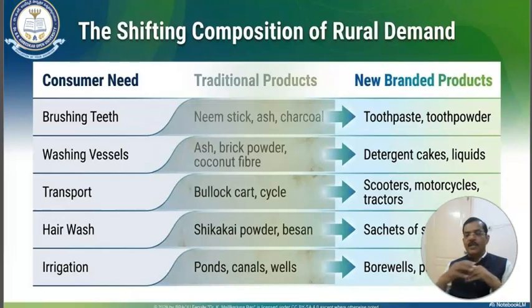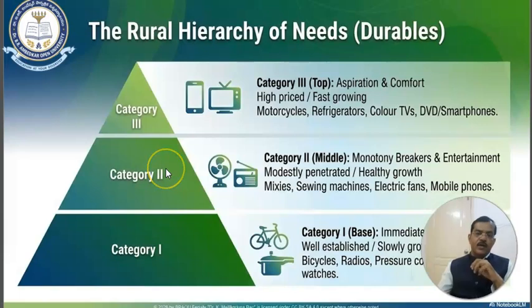Now the shampoo sachets packet people using for their head bath. Irrigation, pond and canal, now we have bore wells as well. Pump sets will be found in rural areas, friends. So, like these two convey monotony breaks and entertainment like mixers, washing machine, electronic fans, the mobile phone. The top category three covers aspiration, comfortable for this. And now we move to how does this compare with urban demand.